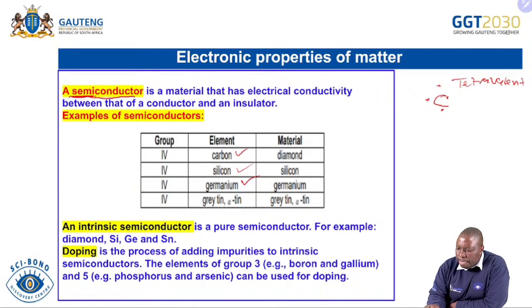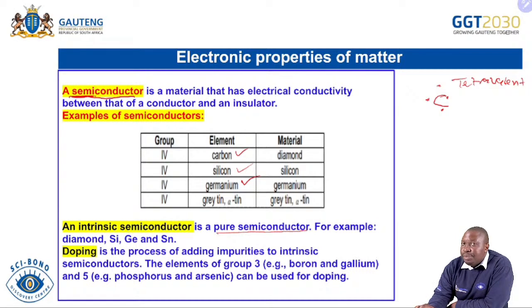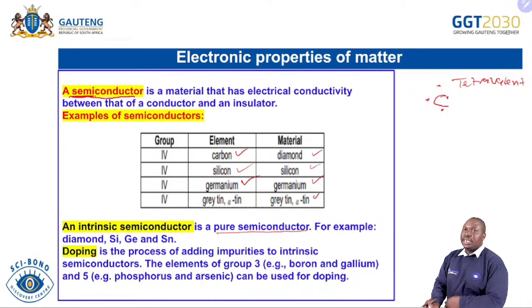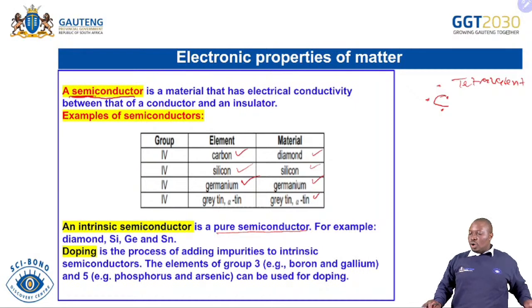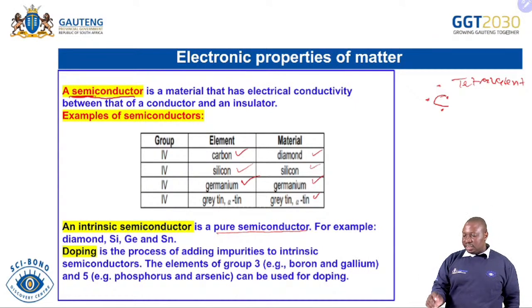Now we are saying there is an intrinsic semiconductor, which is a pure semiconductor. The example being your diamond, your silicon, all these we refer to as intrinsic because they are pure. They don't have any impurities. So these are the 4 that we talked about. Remember, in carbon we're talking about diamond, silicon, germanium, and then we're talking about tin, both the gray and the alpha tin. So those we refer to as intrinsic semiconductors.